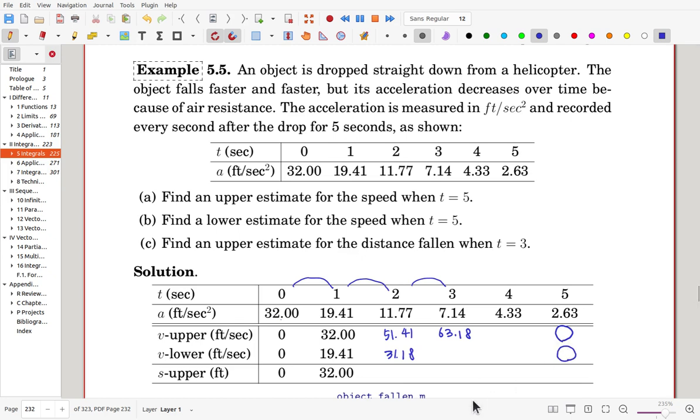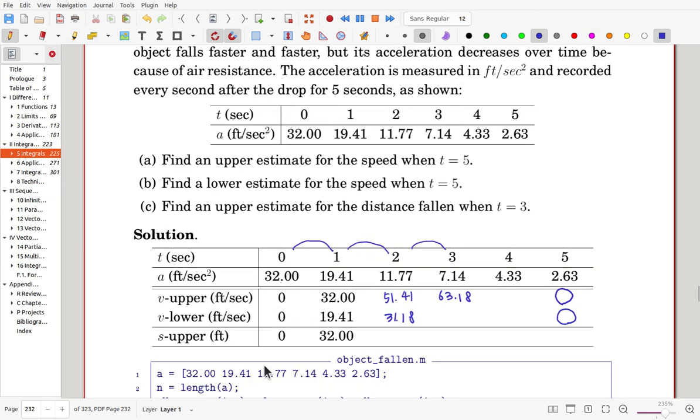Now, how about part C? Find an upper estimate for the distance fallen when t equals 3. To get that, the distance is just the sum of velocity times time. So an upper estimate means you have to use the upper velocity. For the first subinterval, the upper value of velocity here is 32.